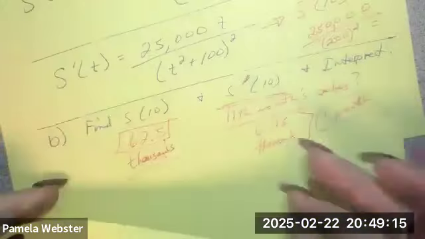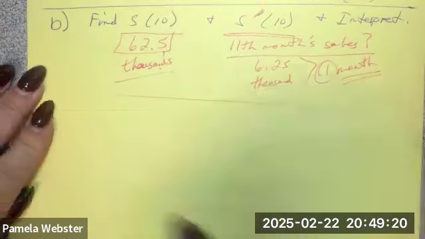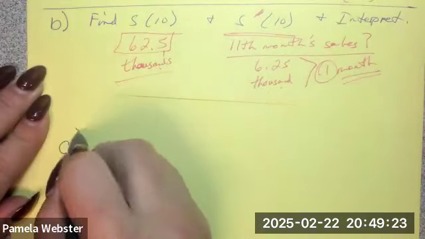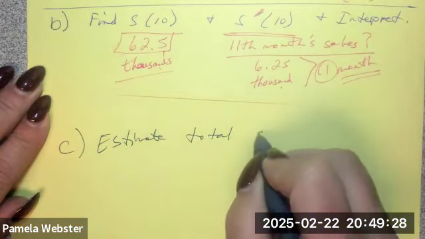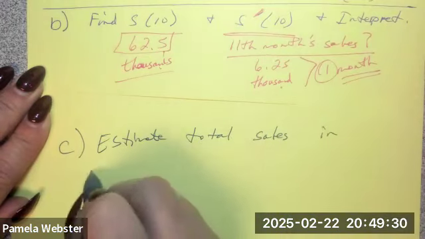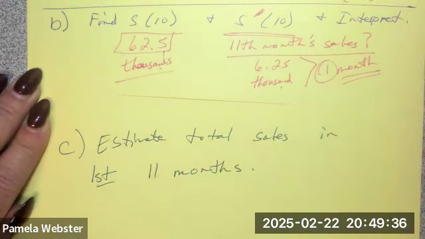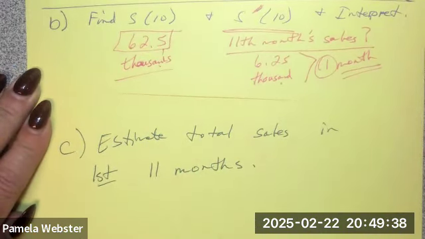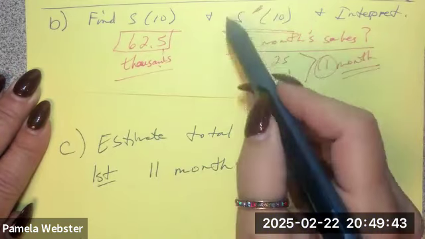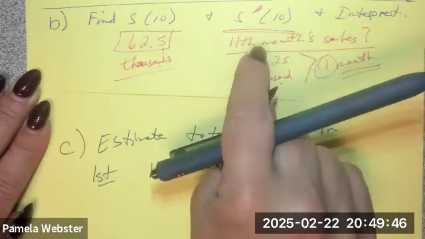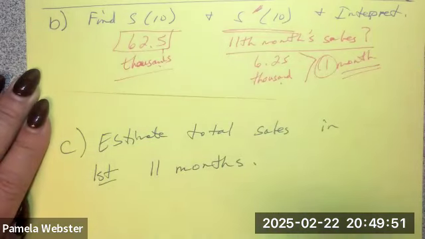Okay. So the last part here says estimate, sorry, out of space on this page. Estimate your total sales in the first 11 months. That one's actually not too bad. Why is it an estimate? Because this is just a prediction, first of all. And second of all, because we're doing a derivative. So that's an approximation, right? This is not an exact answer. This is their approximate.